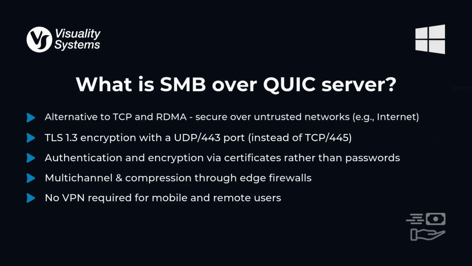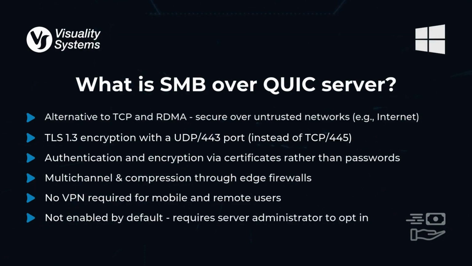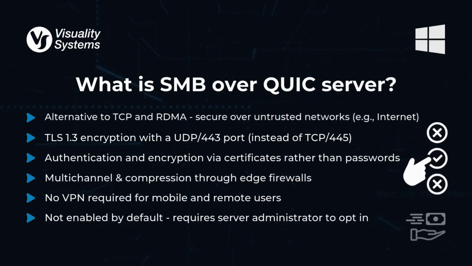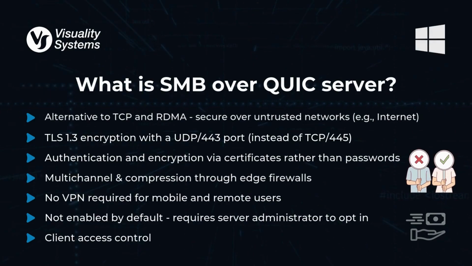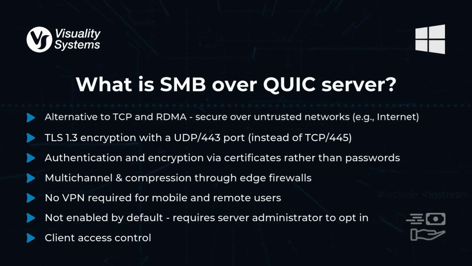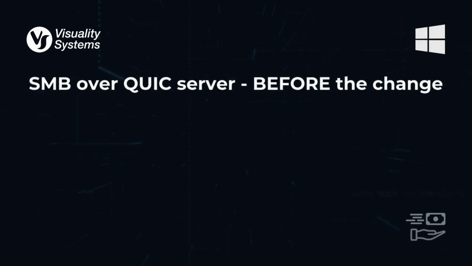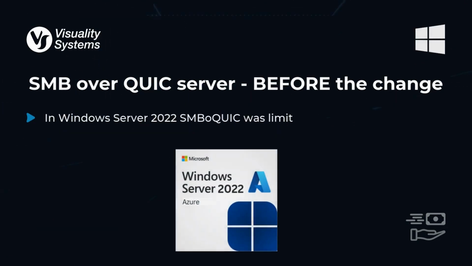Importantly, the user experience remains unchanged. By default, SMB over QUIC is not enabled, and a client cannot force a file server to use it. Instead, a file server administrator must explicitly opt in to enable SMB over QUIC. Additionally, client access control, covered in a separate video, allows administrators to restrict which clients can, or cannot, connect to SMB over QUIC servers.